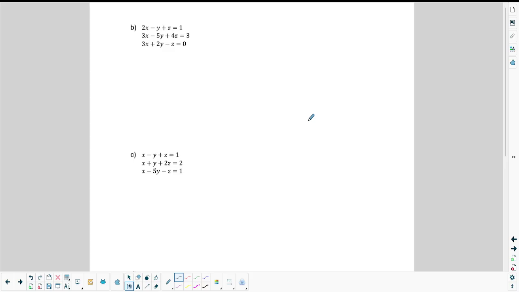So the next example, same idea. We're just going to go if we can. So check for any multiples. I'm not seeing any multiples. Like 3 times 1 is 3, but then it doesn't work for the y's. You got to multiply by 5. Nothing else to multiply by 5. So what we need to do is just put it into a matrix. I'll start one up here just because we're going to have to multiply these equations. I can definitely see where you have to multiply. So let's do 2, negative 1, 1, augmented with 1, 3, negative 5, 4, augmented with 3, 3, 2, negative 1, 0.